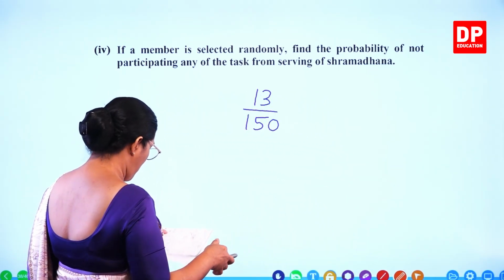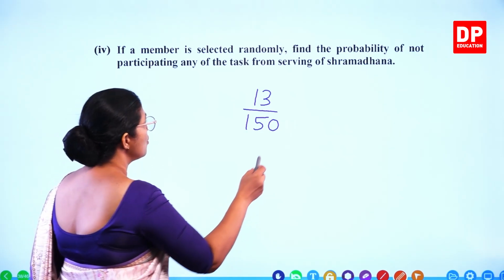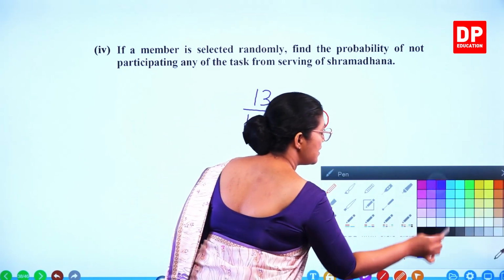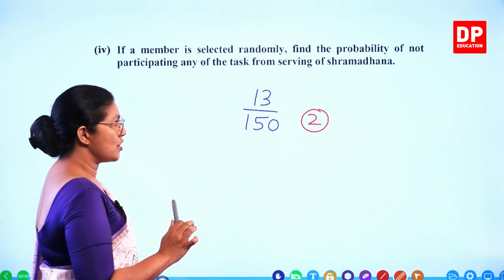What's the mark for that? You get 2 marks. So we gave all together 10 marks for the sets question.